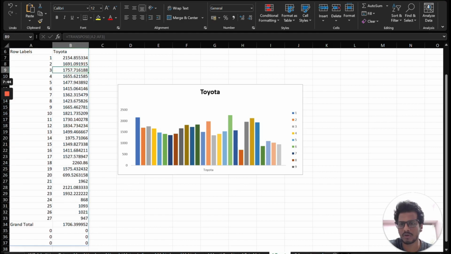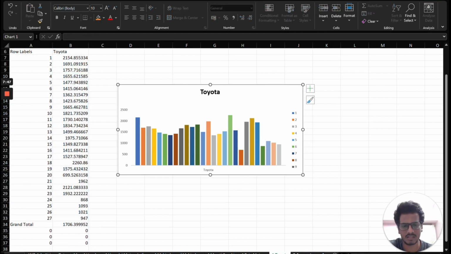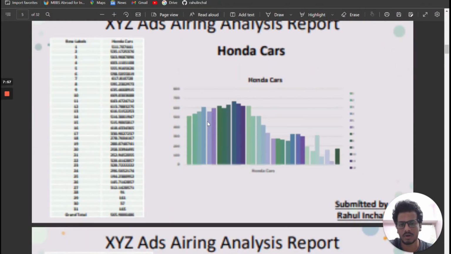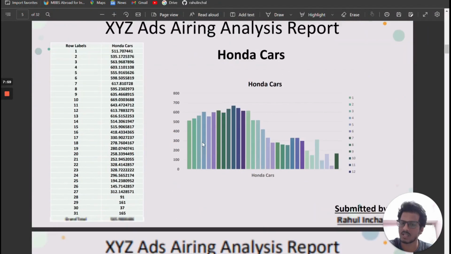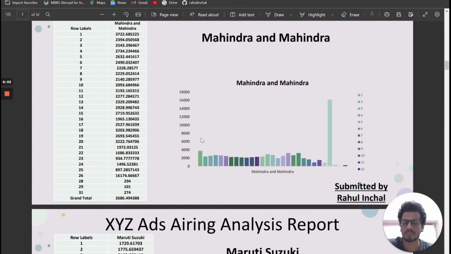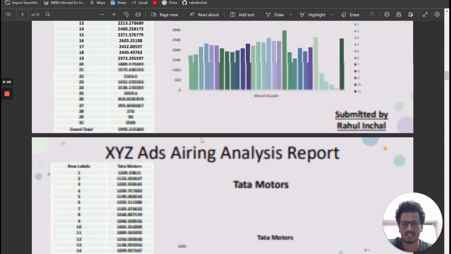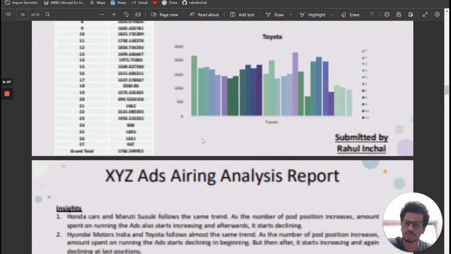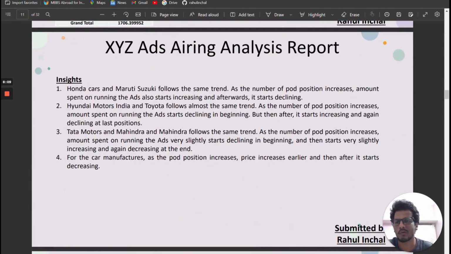Similarly for Toyota, they have done these things. These are the individual performances on the pod position, and the average amount of money they have spent. These are the same graphs which I copied from the Excel sheet I prepared. So let's see what insights can be drawn from it.